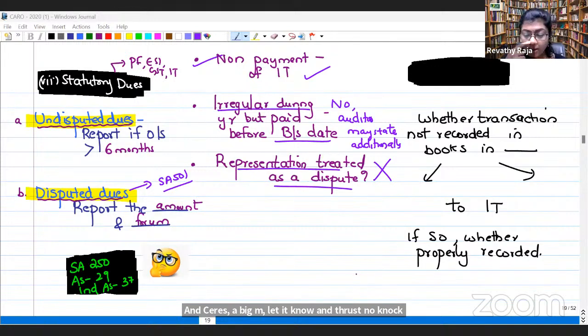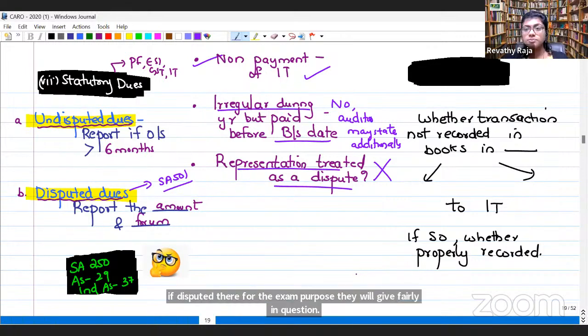Are we clear with these two? How to differentiate between disputed and undisputed? If disputed, for exam purposes, they will give it clearly in the question. If nothing is said, you can take it as undisputed.